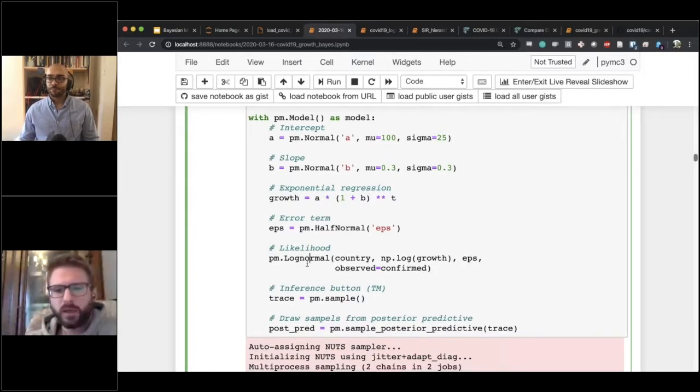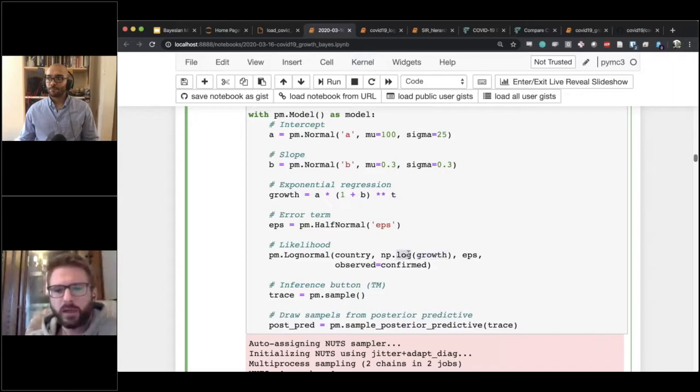It takes the growth rate, but here we have to supply it in the log domain because we're using a log normal distribution. The benefit, of course, of the log normal is that it's positive, so at least we have that going for it.